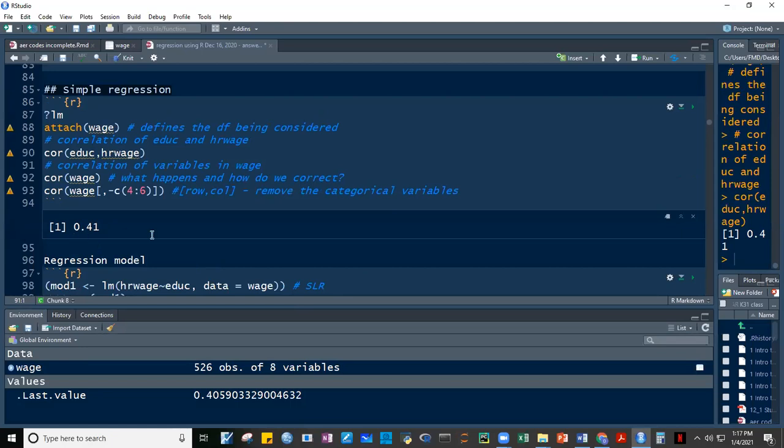Okay, it's 0.41. Sabi natin, correlation measures not only the direction, but also the magnitude, no? 0.41 ang correlation, ibig sabihin, medium, no? Low to medium yung correlation ng dalawa, ni education at saka ni hourly wage. As much as possible, guys, pag nagre-regression tayo, gusto natin mataas yung correlation nila. Okay.